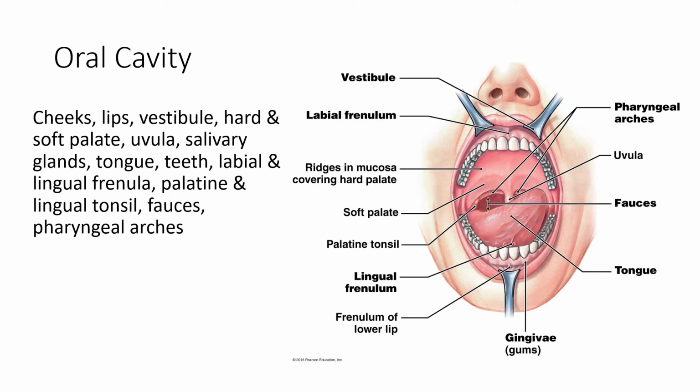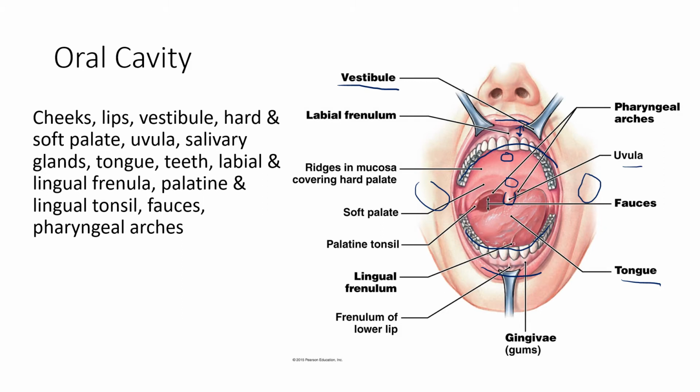So obviously we're going to have our cheeks on the side, our lips, we have a top lip and a bottom lip. This area between your lip and your teeth or gums is known as the vestibule. You're going to have the hard and soft palate ending in the uvula back here. You are going to have various salivary glands, and I believe I have a better picture of those, so just stay tuned. Obviously, we have our tongue right here, our teeth, a top row and a bottom row.